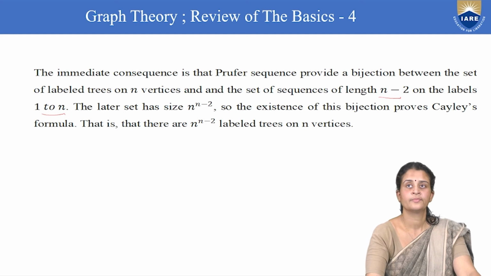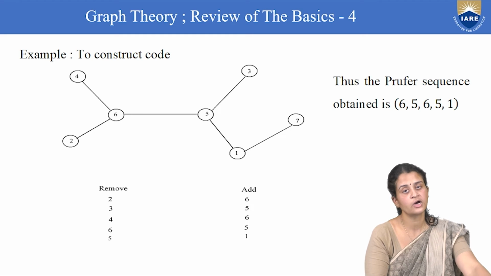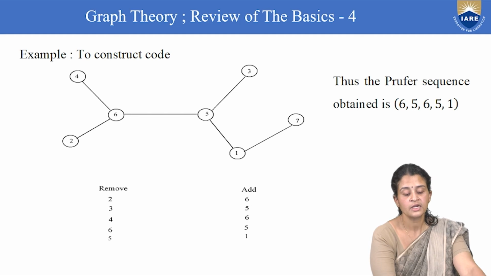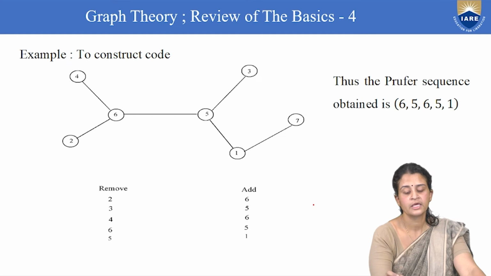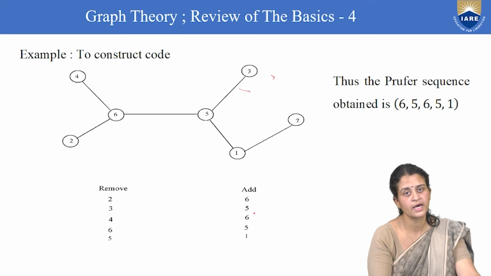Okay. Next, once again we are going to construct a code, and then we will see how to construct a tree if a code is given. Now consider this tree. Here, which leaf is of the least labeled vertex? This is 2. So we are removing 2 and we are adding 6 to our sequence. Then which one is the least weight? Here this 3 is there. So we will remove 3. And which is the neighbor of 3? It is 5. So we add 5 to that.